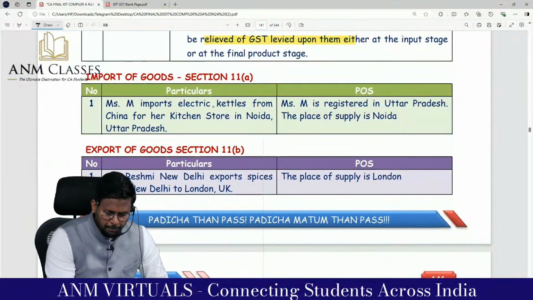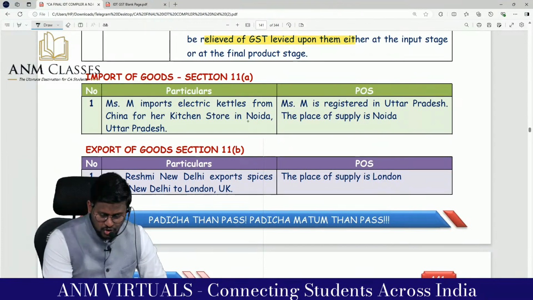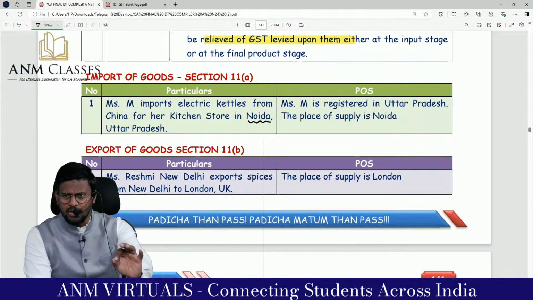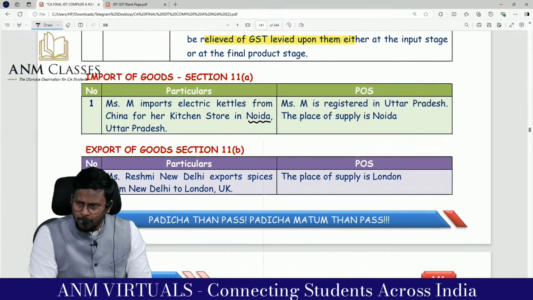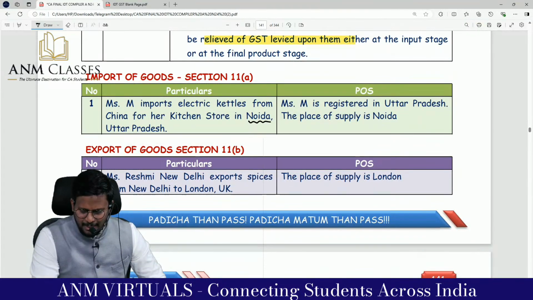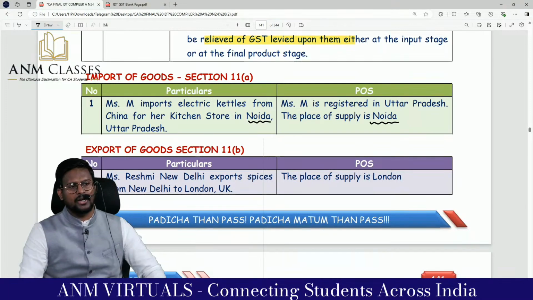Miss M imports electrical kettles from China for a kitchen store in Noida, Uttar Pradesh. That means the importer is situated in Noida, Uttar Pradesh. So the place of supply is where Miss M is registered, which is Uttar Pradesh. So the place of supply is Noida.